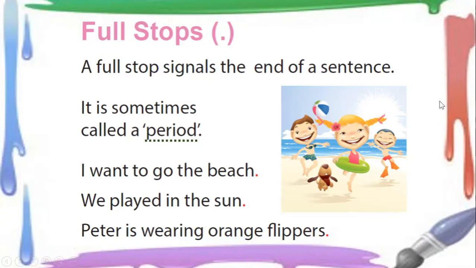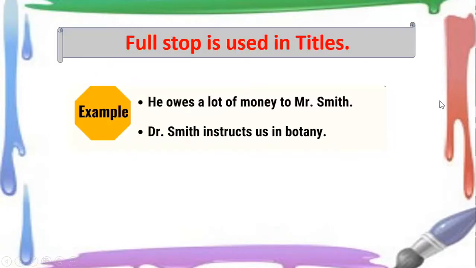Now let us look at some situations in which full stop is used, so you will get a better idea about full stops. So it is used in titles. What is a title? A title is a kind of the way in which you address a person. So see, he owes a lot of money to Mr. Smith. So now when I say Mr. Smith, Mr. means a man. He's a man. Okay? So it's a title, Mr. So can you see, after the M and the R, there is a full stop.